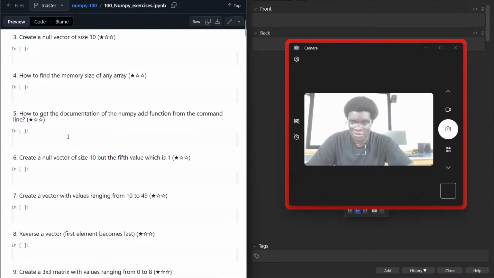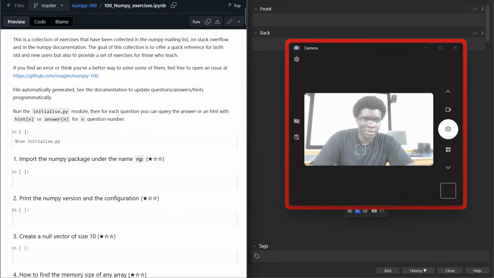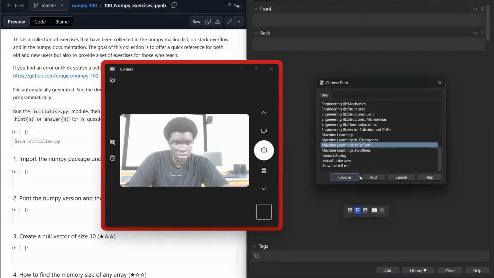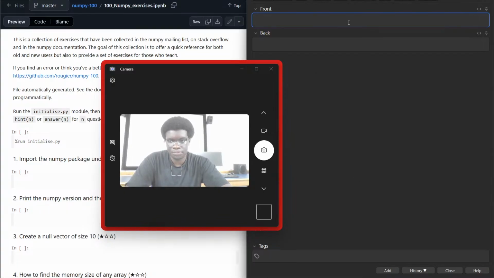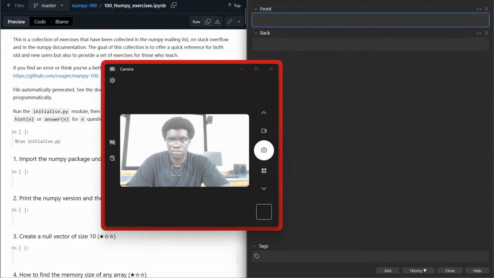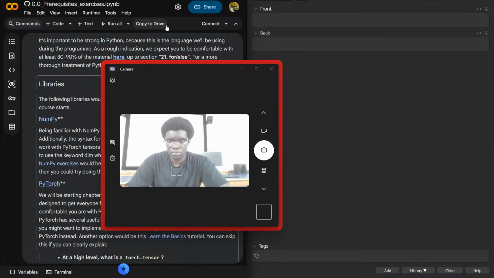I think this might be another one for the to-do, because I do want to get through this notebook, even if I don't actually know everything, just to expose myself to everything. Oops. So go to the to-dos. Complete. To-do. Right.